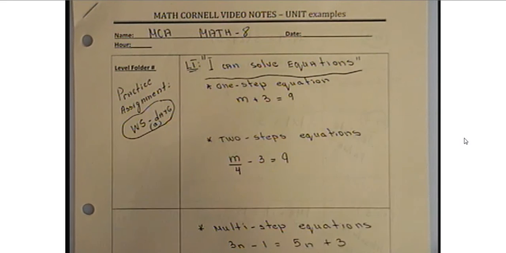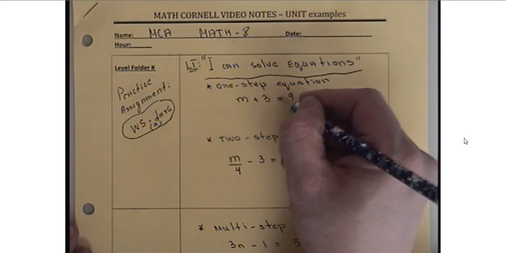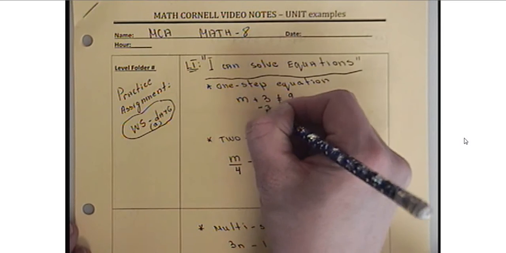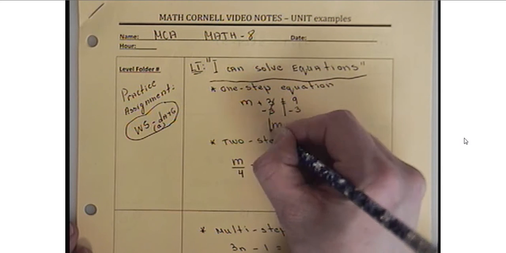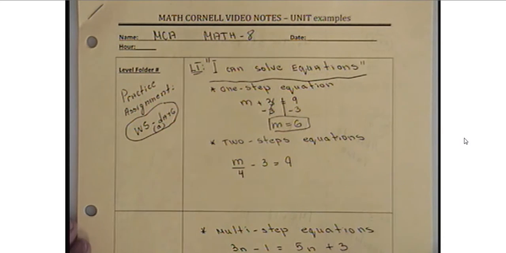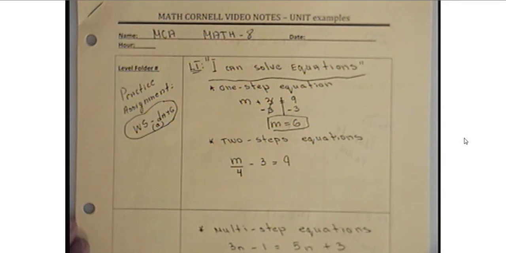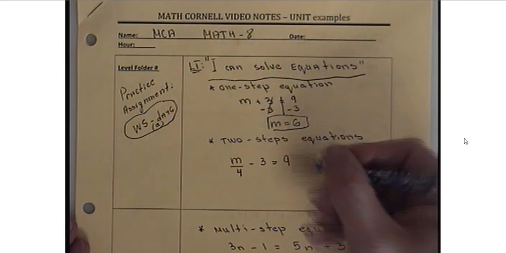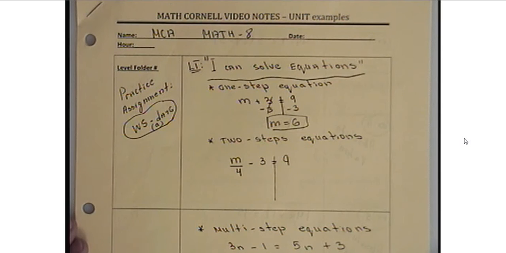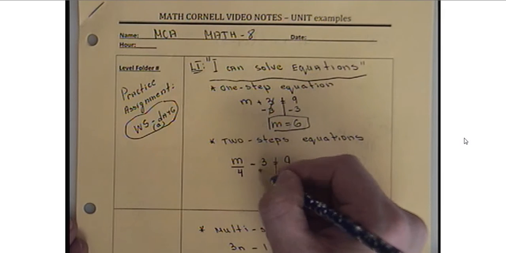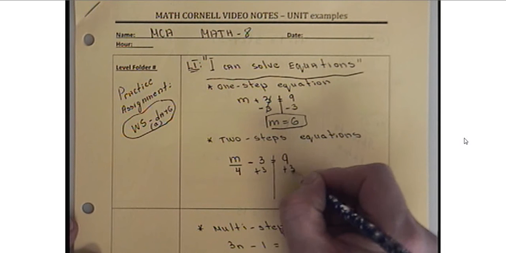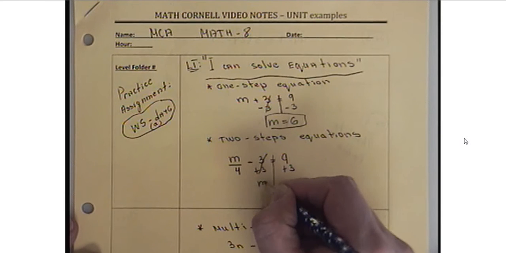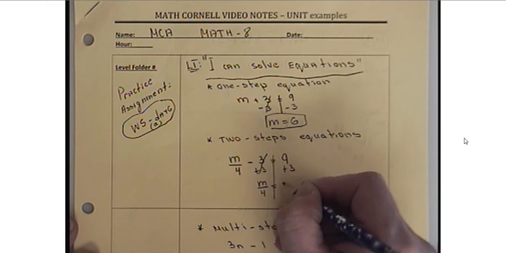So in order to solve for this variable, what do we need to do? We just need to subtract 3 from both sides and we'll get m equals 6. That's all. One step done. Two-step equations is when we're solving the equation. So step 1 will be to isolate it by undoing negative 3 with its opposite, so it will be plus 3 on each side. This one cancels, and then we have m over 4 is equal to 12.